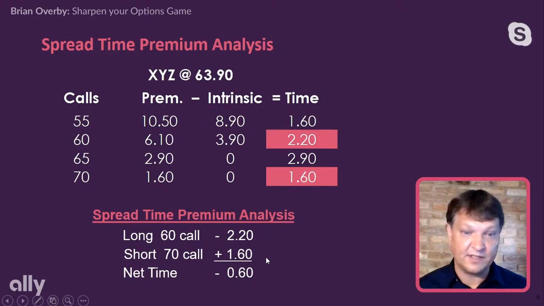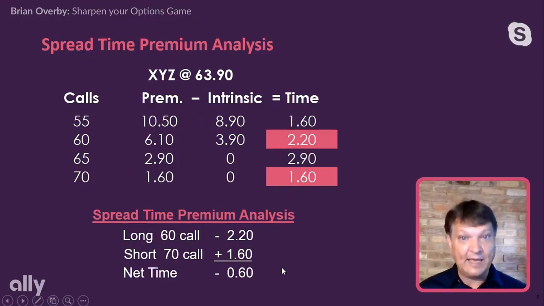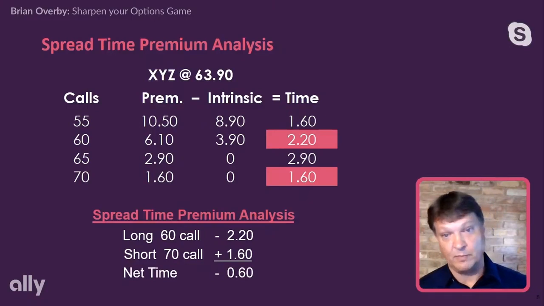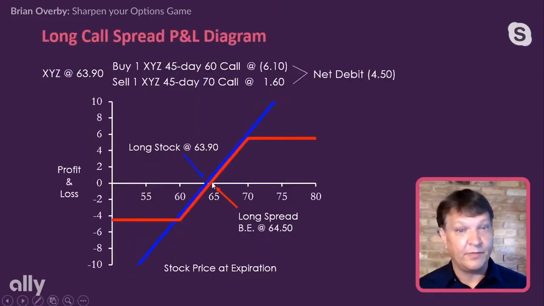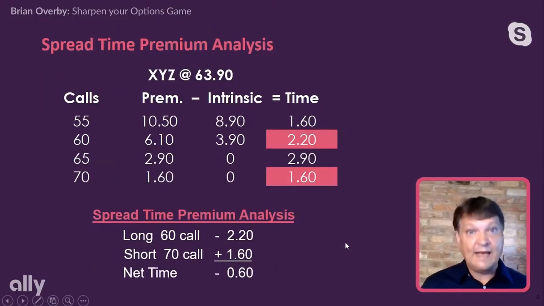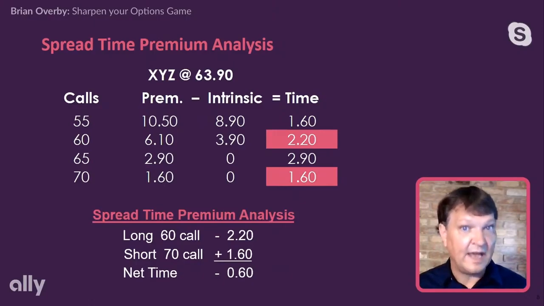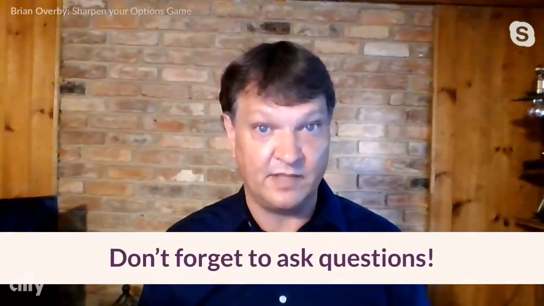We're receiving 160. Our net time premium is 60 cents to the account. So we're paying that time premium of 60 cents. What was the difference between the break even? Well, we look back at the chart, 63.90, 64.50. It was that 60 cents overall. So that spread helped us, as opposed to buying the option outright, helped us manage our risk, helped us lower our break-even point, and gave us less susceptibility to time premium.